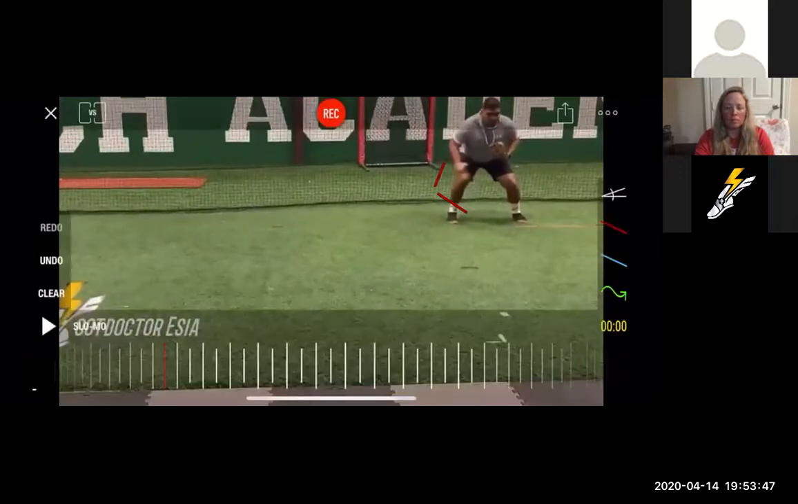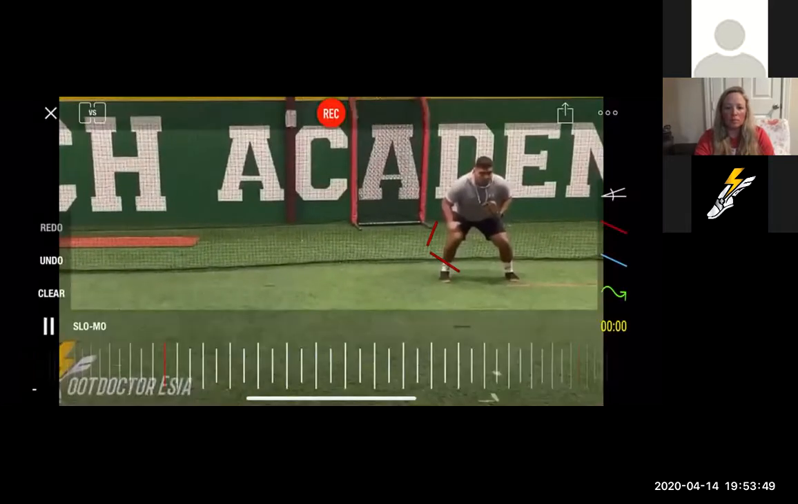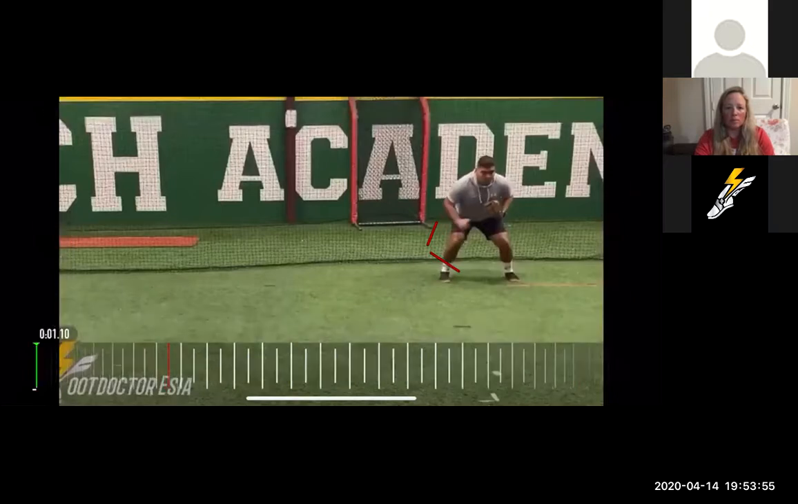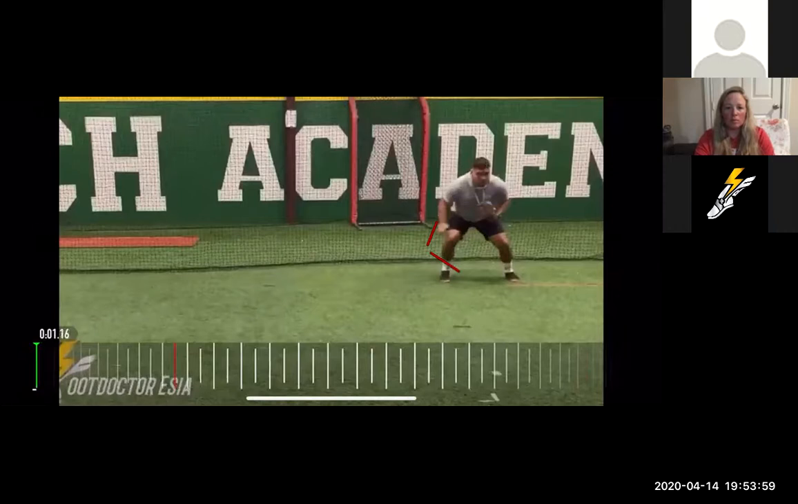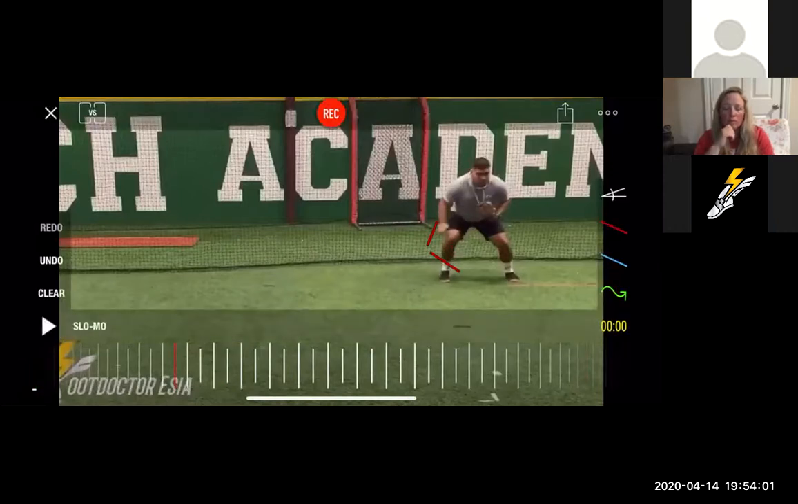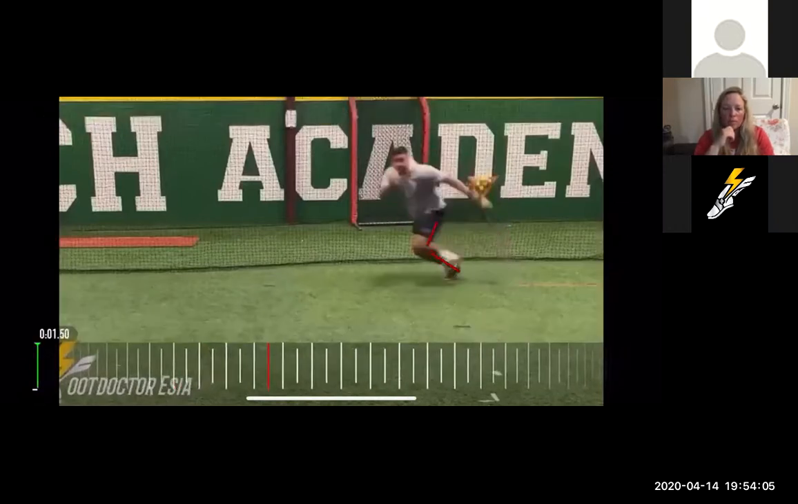So if we watch this kind of in full speed, why is it not going? So for some reason that play button isn't working. Let's see. That's okay. It's probably the horizontal view.